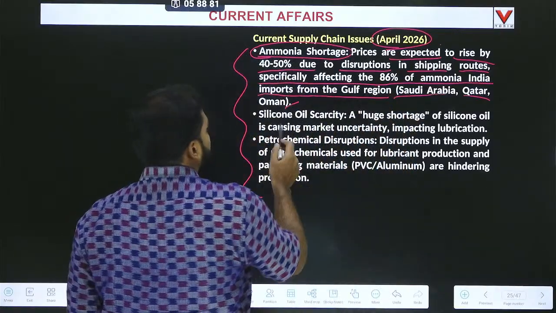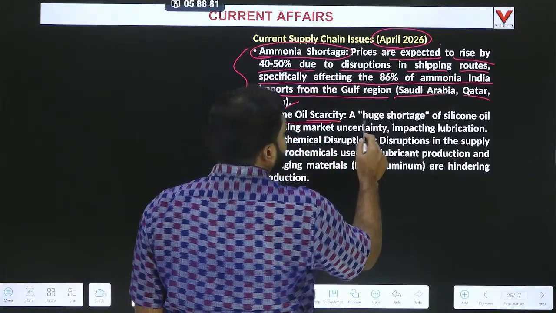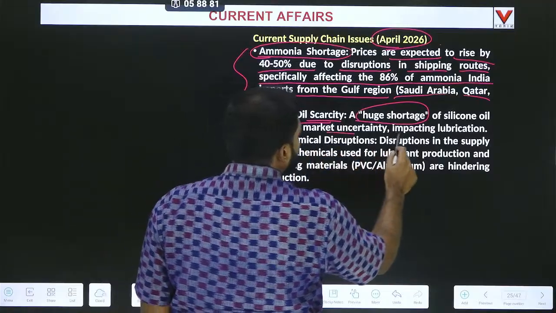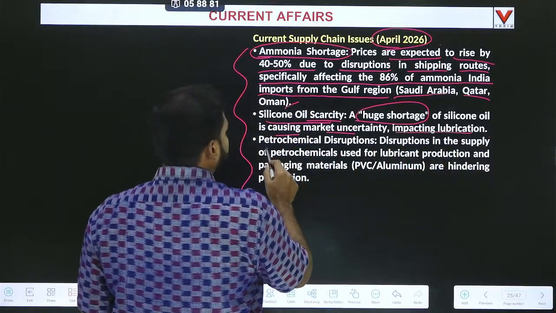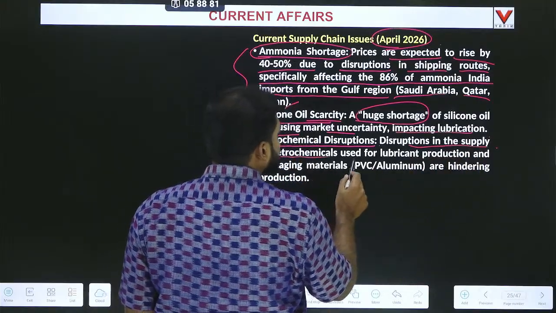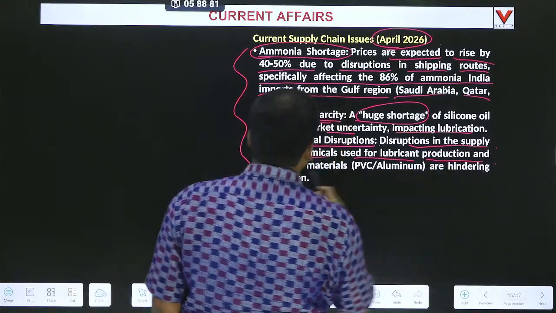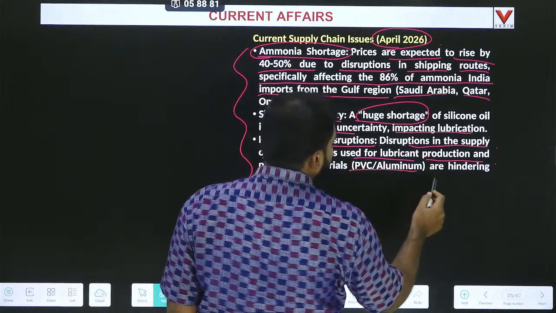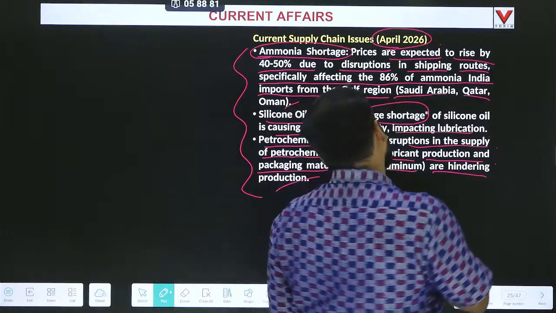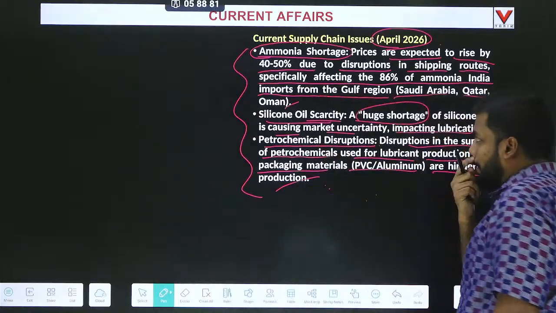That's why the scarcity. A huge shortage of silicon oil is causing market uncertainty, impacting lubrication. Disruptions in the supply of petrochemicals used for lubricant production, and packaging materials like PVC and aluminum, are hindering the production. Okay, that's why condom is in the news as of now, right?